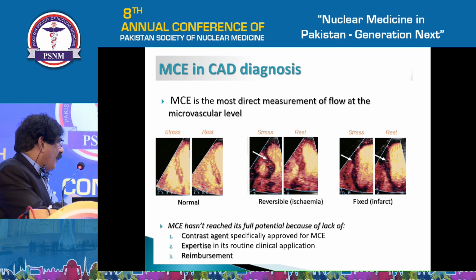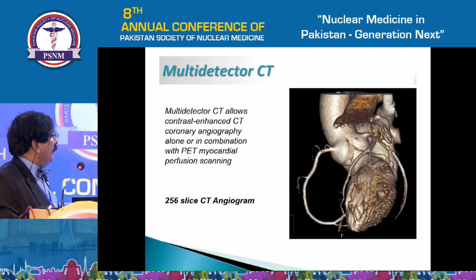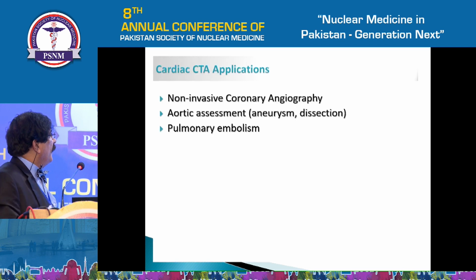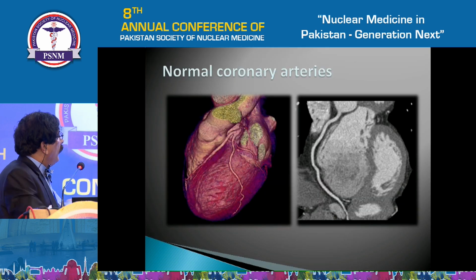So it is, however, the MCE hasn't reached its potential because the contrast agents are not available, there is no expertise, and no reimbursement. Now we come to cardiac CT angiography. You can see the exquisite quality images, and it is used for the diagnosis of a lot of pathologies, but the triple rule out of coronary angiography, you can look at the aorta for aneurysm and pulmonary embolism, all three in one go in one case.